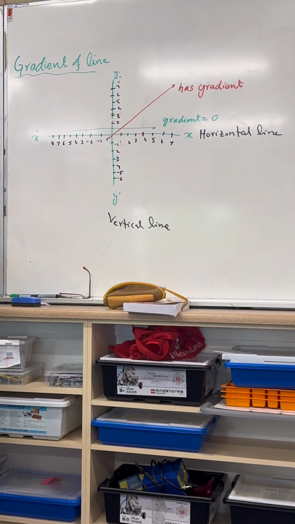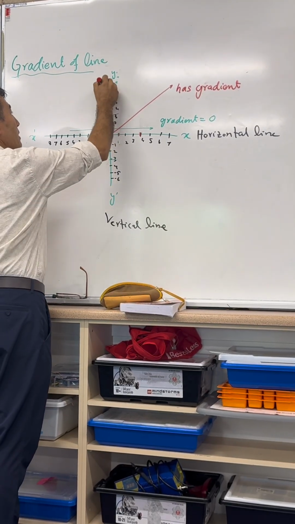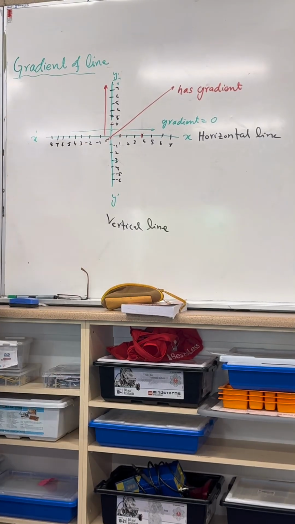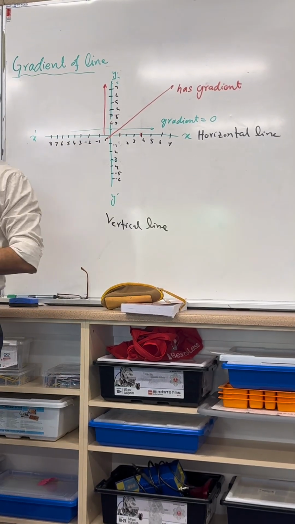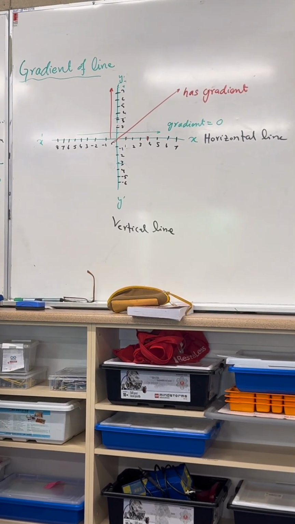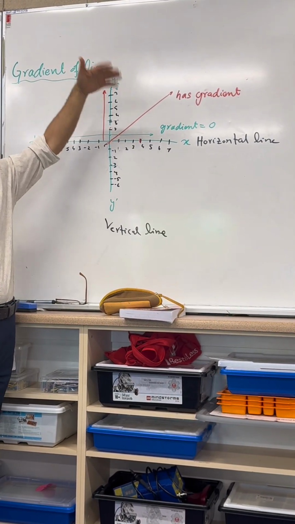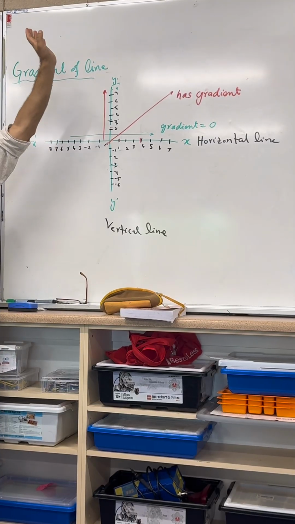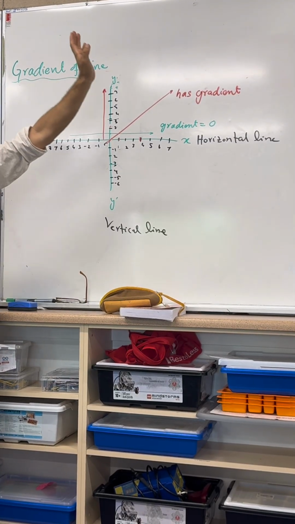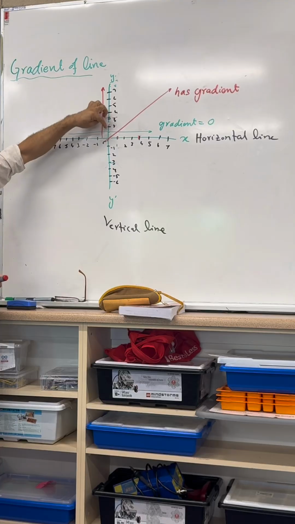Now, if a line is along the y-axis, or parallel to the y-axis, for example this line, it has infinite gradient. Infinite means very high gradient. Basically, on this line you cannot climb, just like a wall. It's hard, because the gradient is very high here. On this line, you can walk.